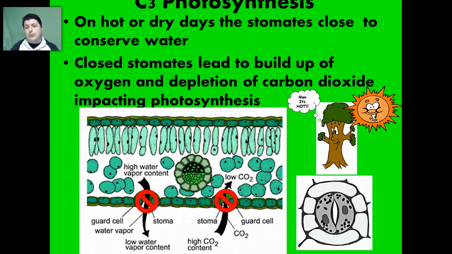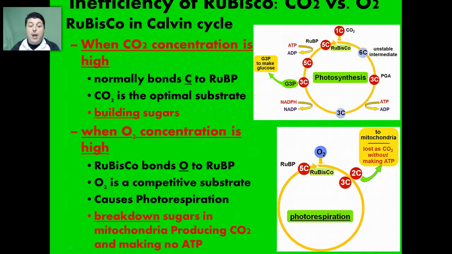Now, on hot or dry days, the stomata of the leaf need to close in order to conserve water. As a result, there's going to be no new carbon dioxide going in, so there's going to be very low carbon dioxide in the leaf. Additionally, without the stomata being open to release oxygen, oxygen is going to build up inside of the leaf, which once again is going to cause some problems with photosynthesis.